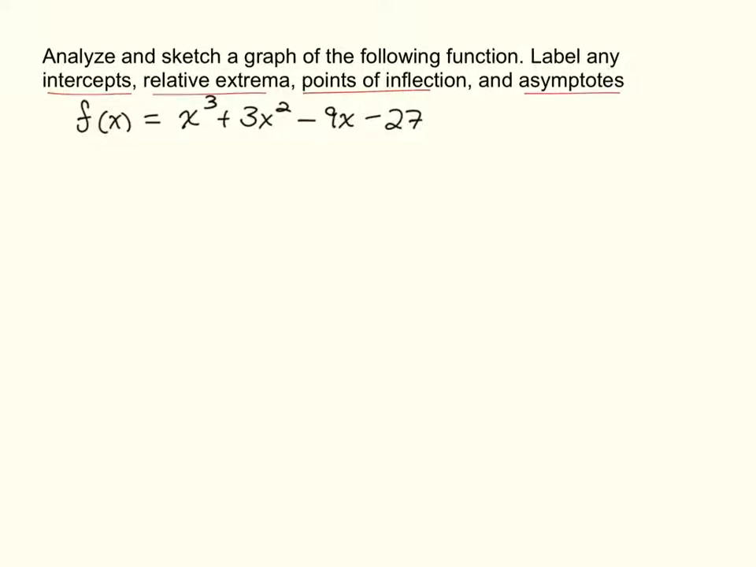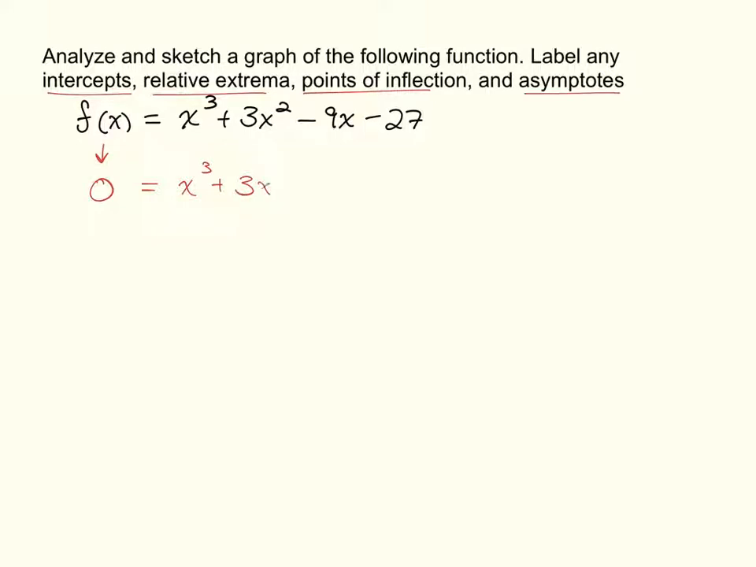So we have a function f of x equals x cubed plus 3x squared minus 9x minus 27. The first thing I'm going to do is go through and find the intercepts, and the first type of intercept I want to find are the x-intercepts. That happens when f of x is 0.